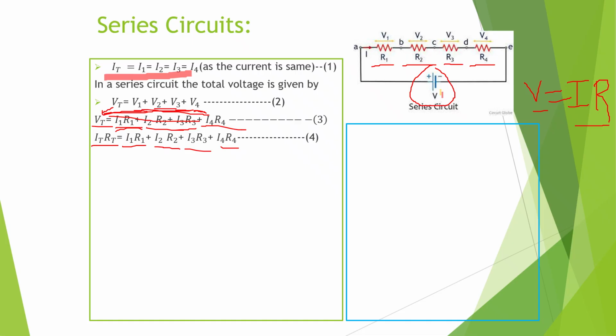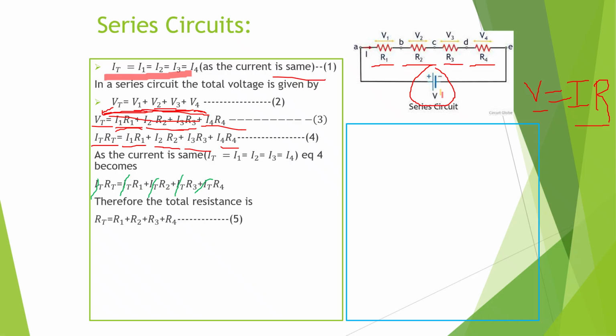Okay, we all know by equation 1 we can write the currents are equal. So if the current is the same, all the currents can be written as IT, and IT is cancelled. Instead of I1, I2, I am writing it as IT. So therefore, in a nutshell, we can say RT is equal to R1 plus R2 plus R3 plus R4.